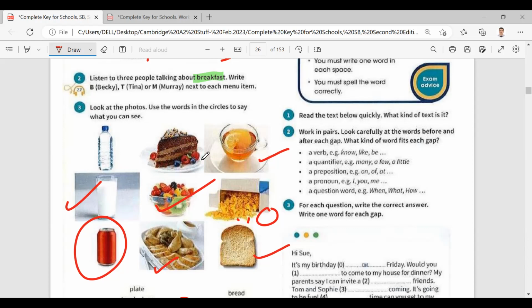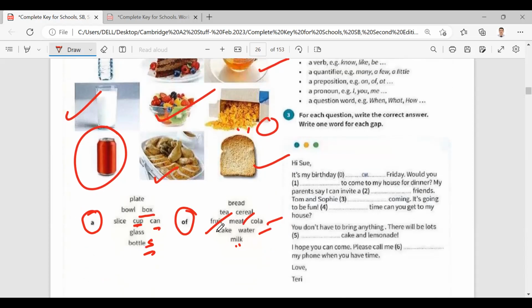Okay. Done? Yes. Can you read them, please? A glass of milk, a piece of cheese. Good. A slice of toast. Perfect. A plate of fruit. Yeah. Anything else? A cup of coffee. Yes, a cup of coffee. Good. And a bottle of water or mineral water. Right? Well done.